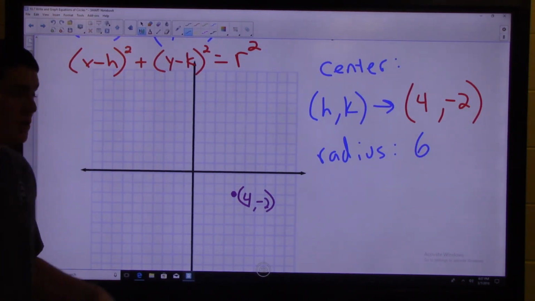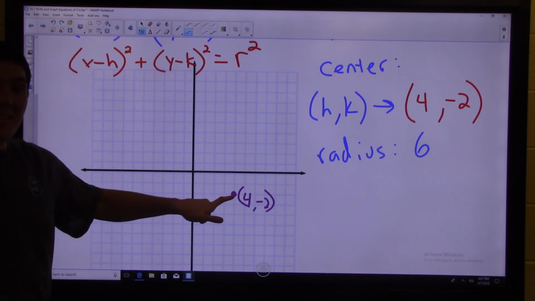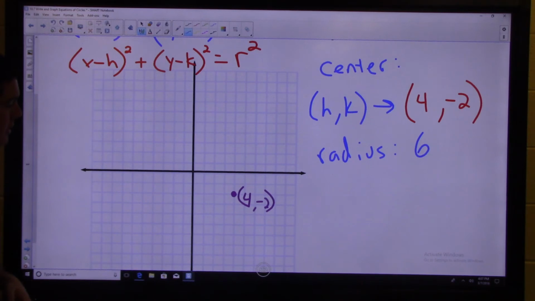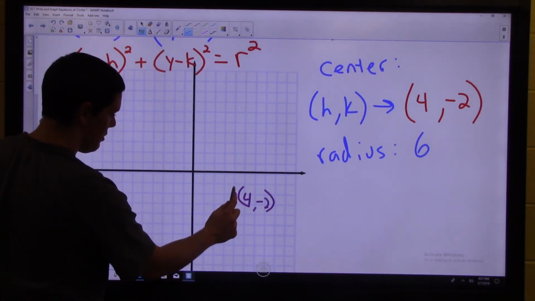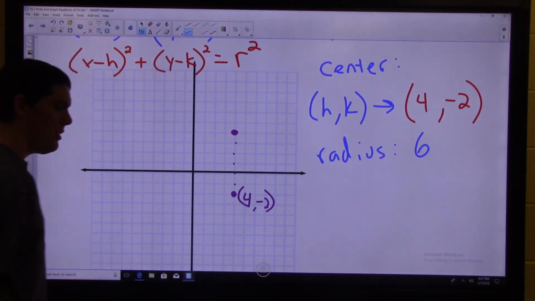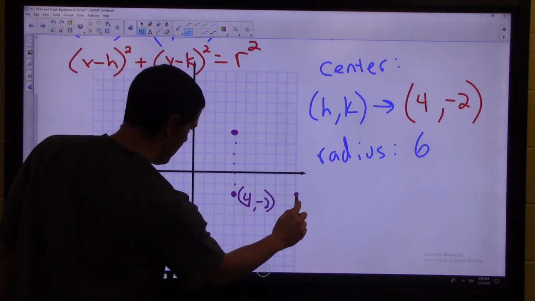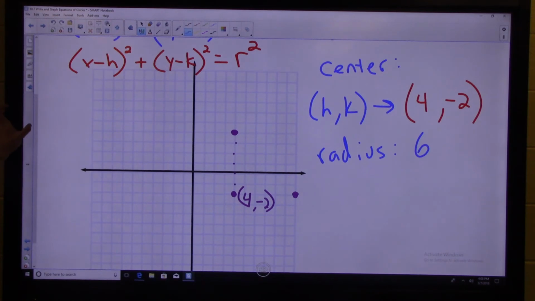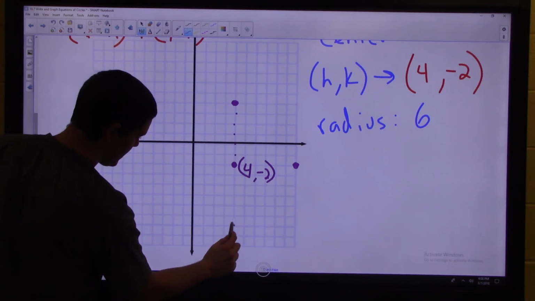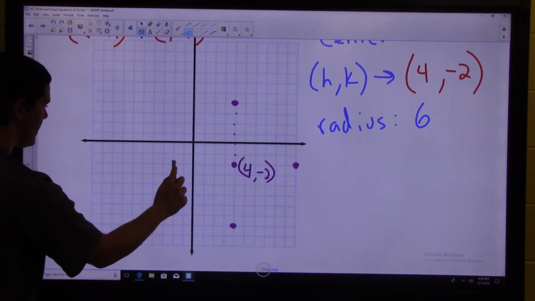So for you guys who don't have the tool here, what you need to do is just take that point and you need to count 6 in each direction. So up, right, down, and left. Okay? So let me go up 6. Let me count them out. 1, 2, 3, 4, 5, 6. So make a point there. 1, 2, 3, 4, 5, 6. Make a point there. That's going to be the radius of 6 as well. 1, 2, 3, 4, 5, 6. And count from here. 1, 2, 3, 4, 5, 6.